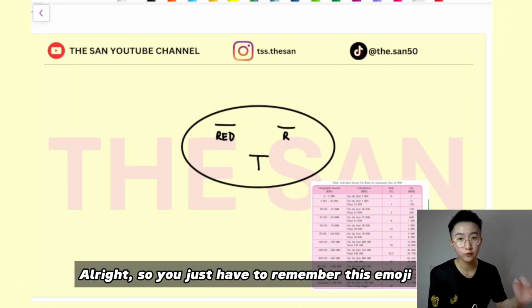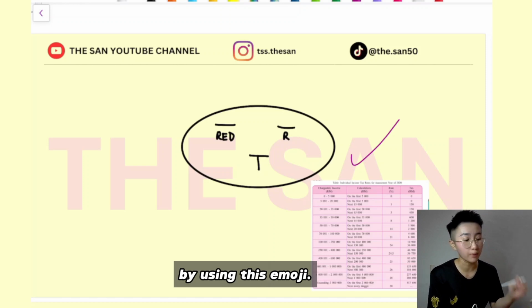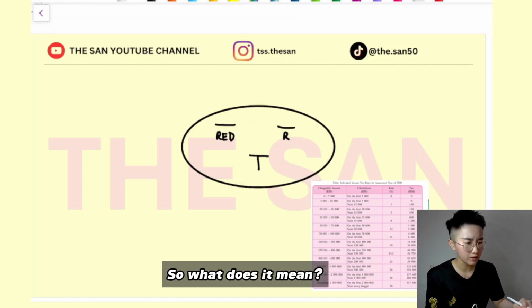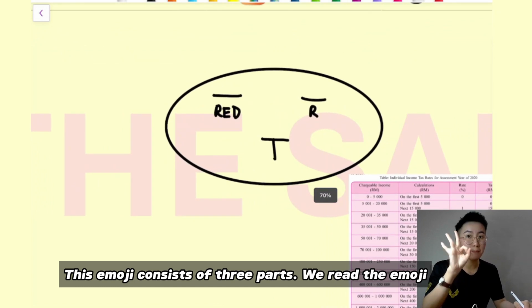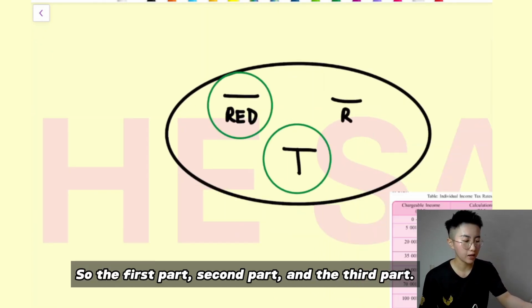You just have to remember this emoji and you can solve every single income tax question by using this emoji. So what does it mean? This emoji consists of 3 parts. We read the emoji from left to right: the first part, second part, and the third part.